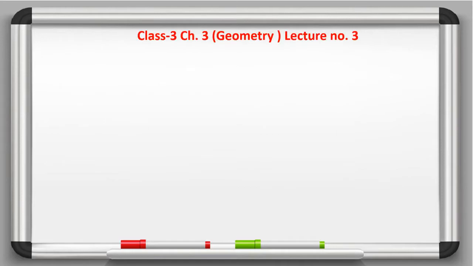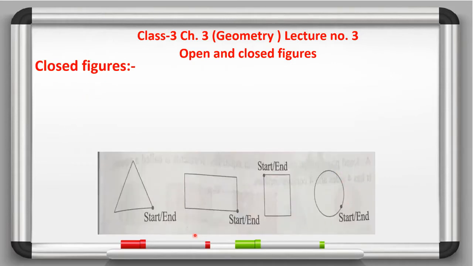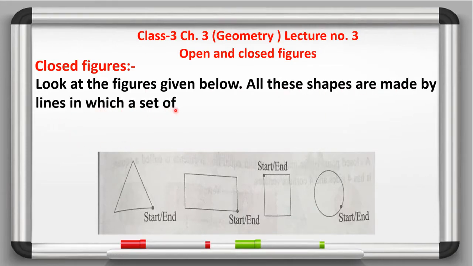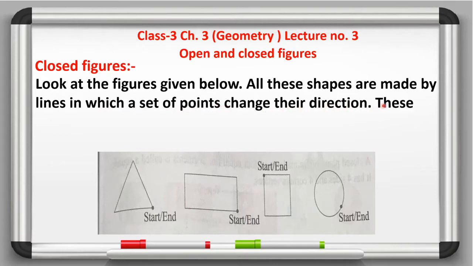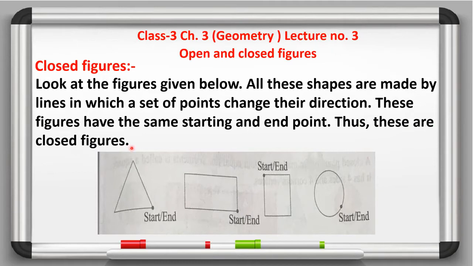Okay. Now beta, first of all, we will learn about open and closed figures. So here, first one is closed figures. Here you can see these are the shapes or figures. So look at the figures given below. All these shapes are made by lines in which a set of points change their direction. These figures have the same starting and end point. Thus, these are called closed figures. Okay, beta, because in these figures starting point and end point both are same. That's why these are closed figures.